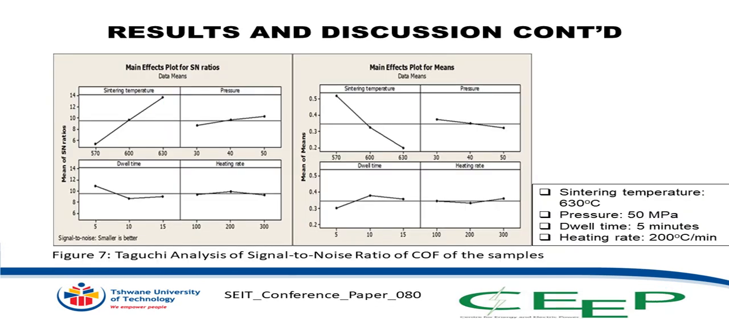This is the Taguchi analysis result of the signal to noise ratio of the coefficient of friction of the samples. Here we can see that parameters of 630 degrees Celsius, pressure of 50 megapascal, dwell time of 5 minutes, heating rate of 200 degrees Celsius gave us the highest signal and the lowest noise. Hence, this is the optimal parameter that gave us the best coefficient of friction.